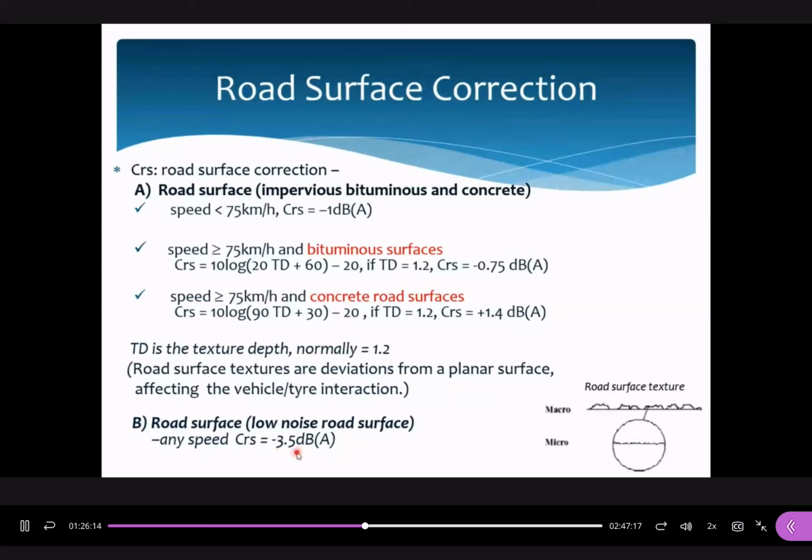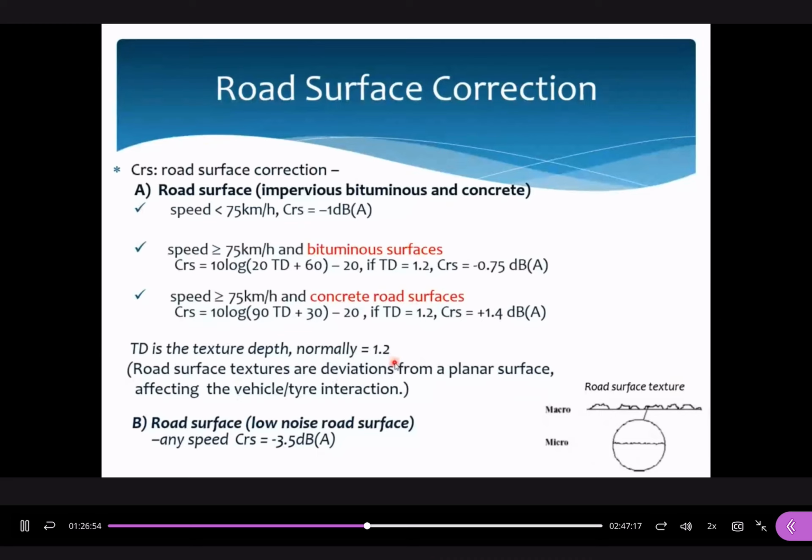For this texture depth, 1.2 millimeter is a very small dimension. In terms of its dimensions, how can we measure this one? If your boss asks you to measure the texture depth of the surface, and they do not give you any special equipment, can you tell me how we can measure the texture depth on the road surface? Just use a simple approach. How do we measure 1.2 millimeter in real situations?